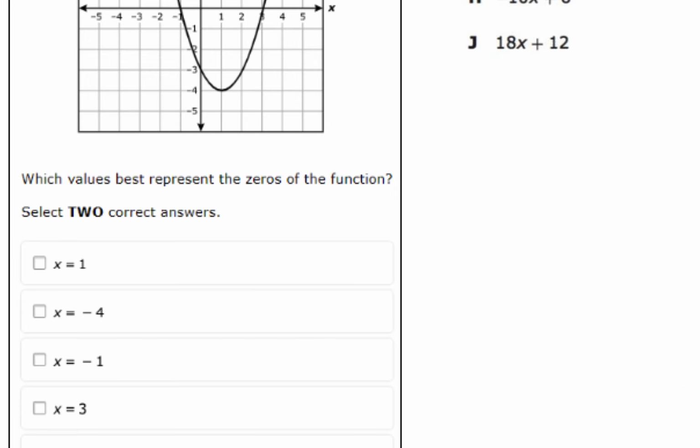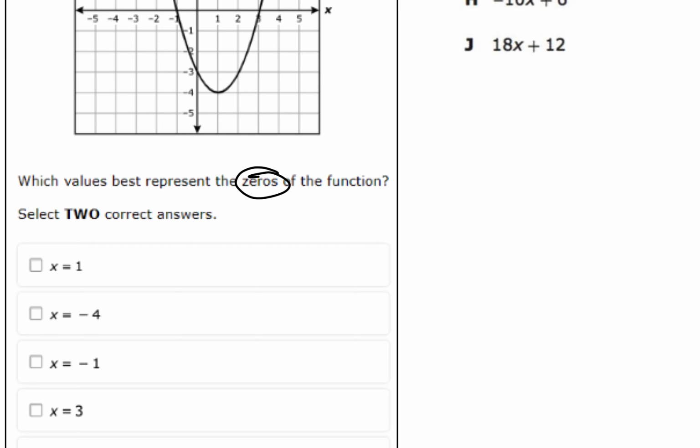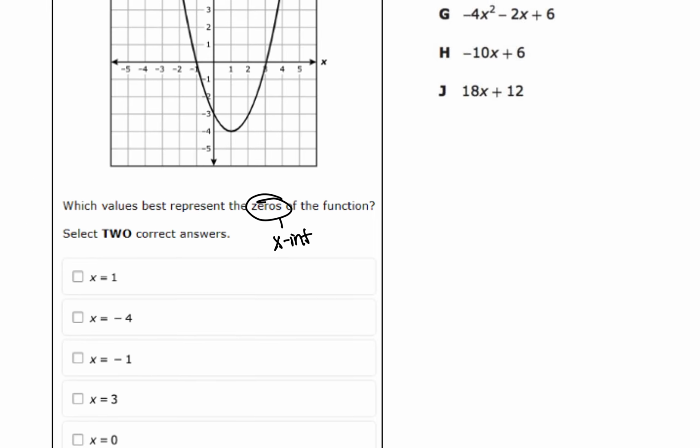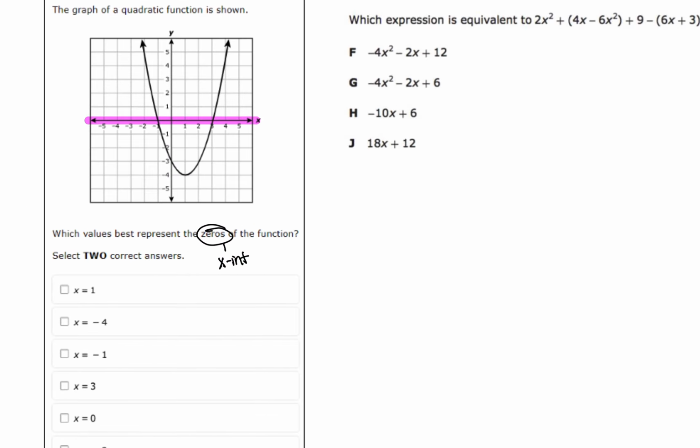Okay, now here, which values represent the zeros, which is on the back of the reference sheet, which means x-intercepts. So that's going to be where your graph crosses this line. So for my visual people, it's where your green meets your purple. Okay, and that's going to be right here and right here. So then it's going to be negative 1 and positive 3.